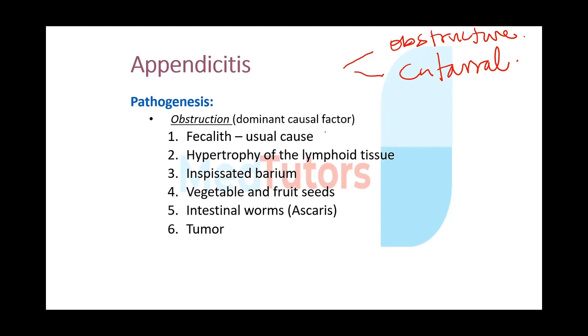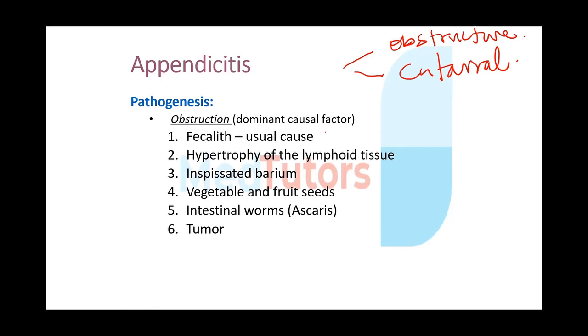Now, what is this fecalith? Usually, you have shed epithelium that has been calcified, containing calcium, phosphates, some other mineral nutrients, dead epithelial cells, and some fecal particles. They form a stone-like material that gets inspissated in the appendicular lumen and causes obstruction.